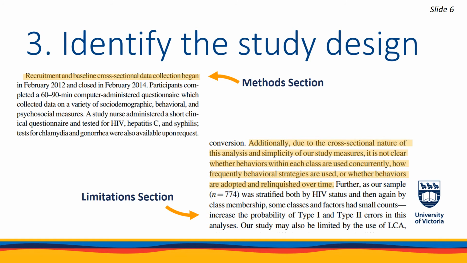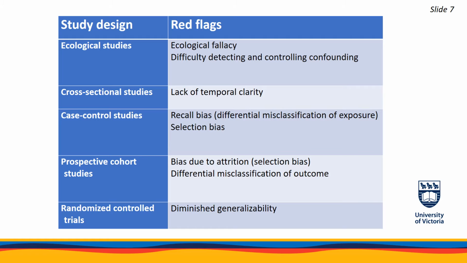On slide 7, there's an overview of the red flags that you're going to want to look out for. If it is an ecological study, you're going to want to be very clear to assess it for ecological fallacy. Cross-sectional, you're going to want to make sure that you recognize that the temporal clarity isn't good. With case control studies, you're going to want to pay special attention to recall bias. Prospective cohort, you're going to want to look for attrition information. And with randomized controlled trials, you're going to look at restriction information.